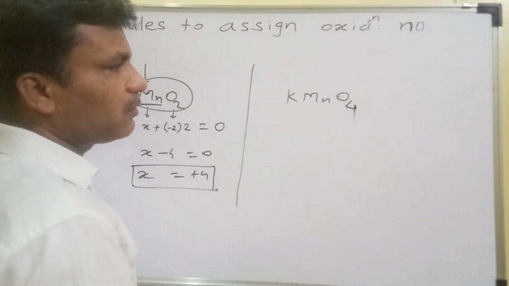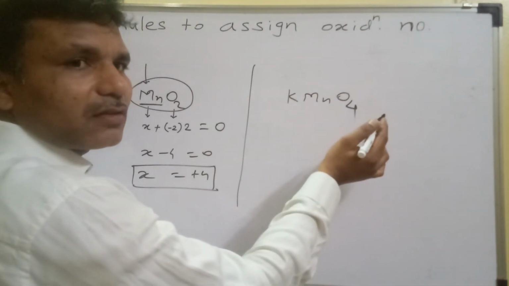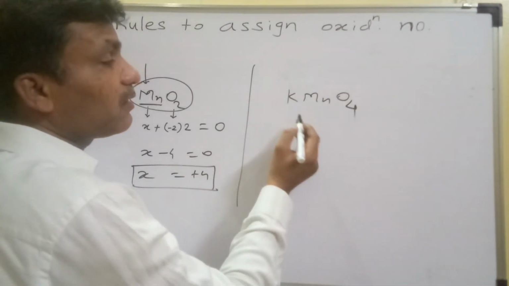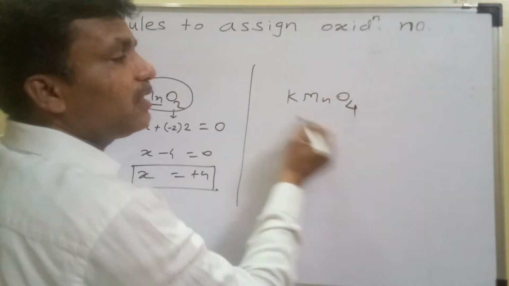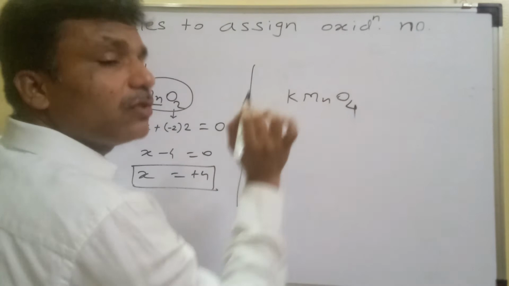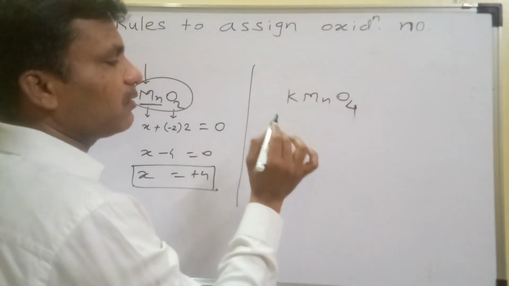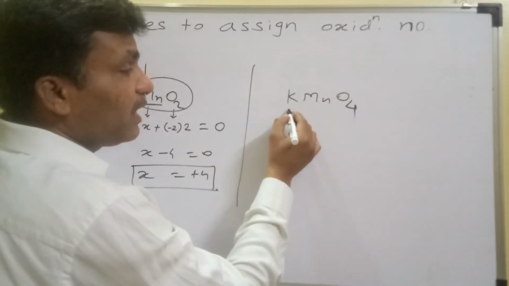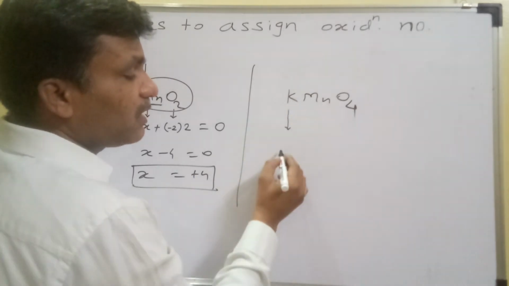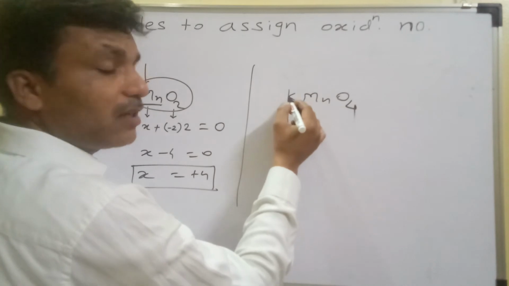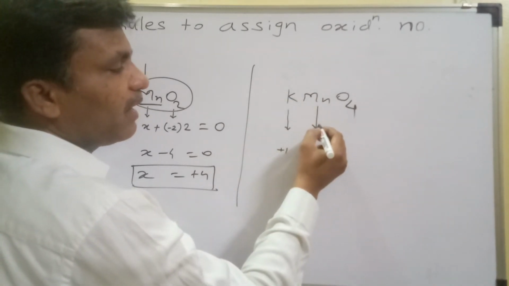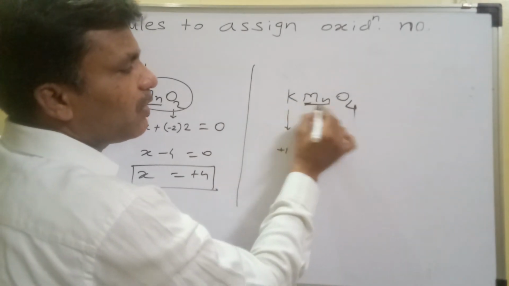KMnO4. These are again neutral molecules. So rules state that the oxidation number of all these elements is equal to the charge on it. Charge on this is 0 because it is a neutral molecule. So the potassium, its oxidation number is plus 1 because it is an alkali metal. And for this manganese, we have to find out the oxidation number.